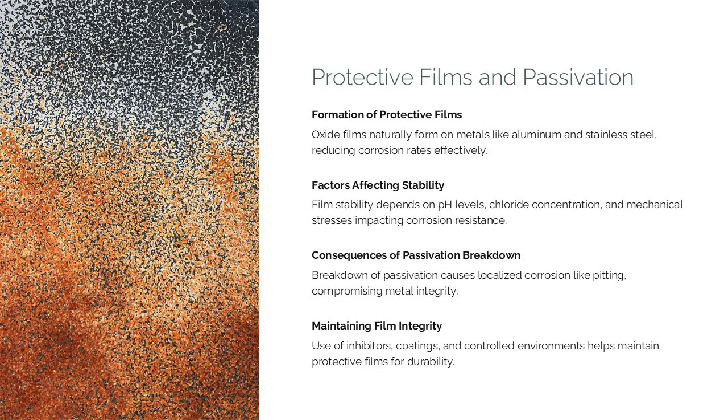Protective oxide films form naturally on metals like aluminum and stainless steel, reducing corrosion rates. Stability of these films depends on pH, chloride concentration, and mechanical stress. Breakdown of passivation leads to localized corrosion such as pitting. Maintaining film integrity through inhibitors, coatings, and controlled environments is essential for long-term durability.